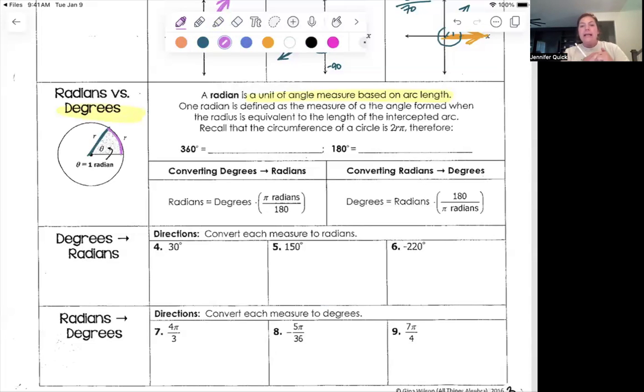And so if I go all the way around my circle, this is asking you to remember circumference. Now, we haven't talked circumference yet. That's in the next chapter, but it says the circumference is 2 pi r. Therefore, if I make one entire revolution, this would be 2 pi.